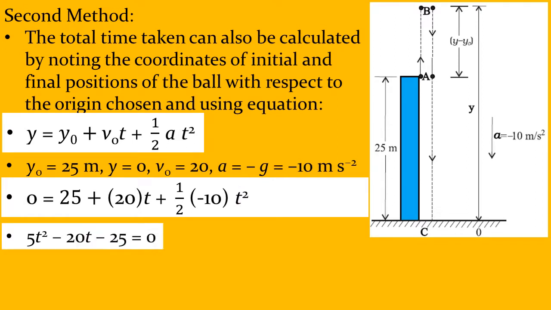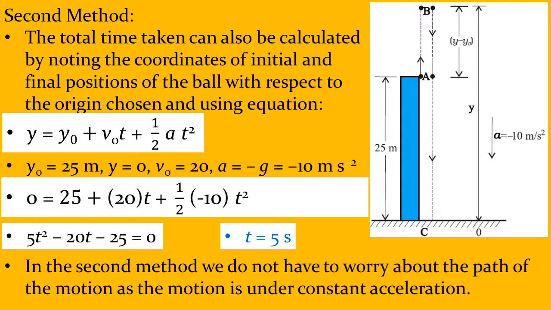If I simplify this equation, I get a quadratic equation 5t square minus 20t minus 25 is equal to 0. I am sure you can solve this, and if you do, you will get time t is equal to 5 seconds. Now, in this second method, we don't have to worry about the path of the motion, as the motion is under constant acceleration. So it's a shorter and simpler method.